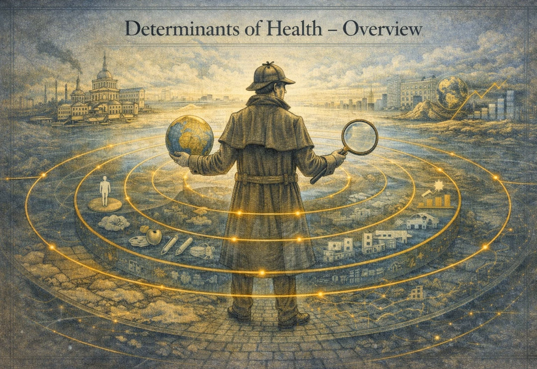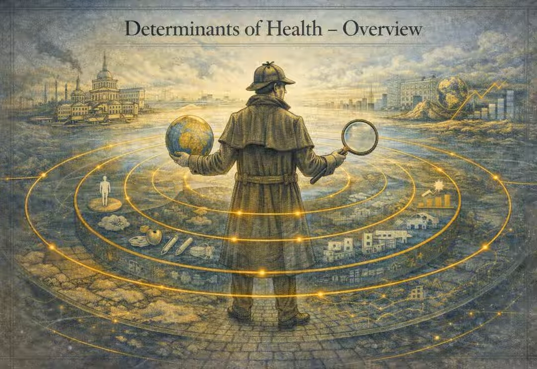In this foundational chapter of Section 2, we explore the concept of health determinants, the broad constellation of factors that shape population health outcomes. Moving beyond individual risk factors, this framework situates health within nested layers of influence: biological, behavioral, social, economic, environmental, and political.